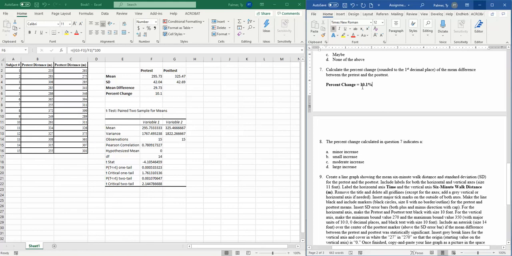Because it's positive, what does that mean? Again, it talks about this in the PowerPoint. A positive percent change indicates an increase from the pretest to the post-test. So anytime we have a positive percent change, that indicates an increase from the pretest to the post-test. And so in question 8, now we're trying to determine how large that increase was.